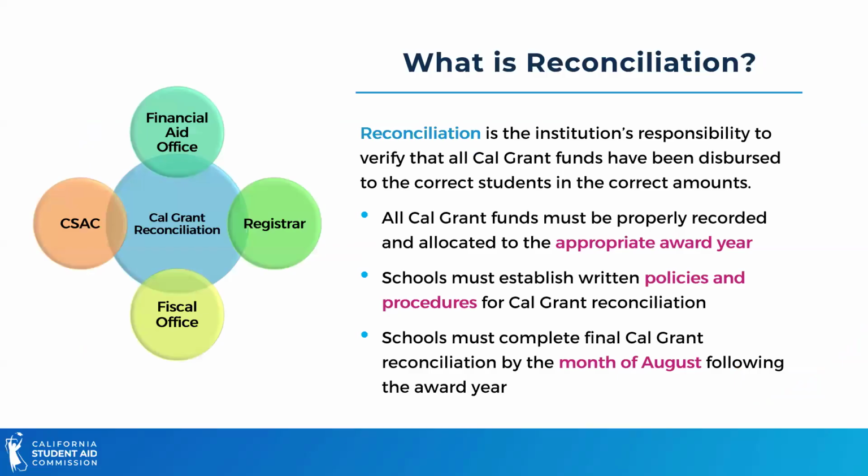So reconciliation is basically just ensuring that all eligible students are paid in the correct amount that they should be, and that all campus departments are working together to reconcile those records successfully, right? We want to make sure that we're using funds for the 25-26 school year, and then at the end of that year-end reconciliation, if you have any leftover funds, those would be returned to the commission versus letting them roll over to the next year. So that's part of the reconciliation process, is returning any unused funds.